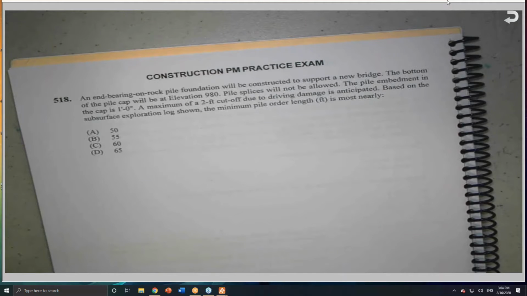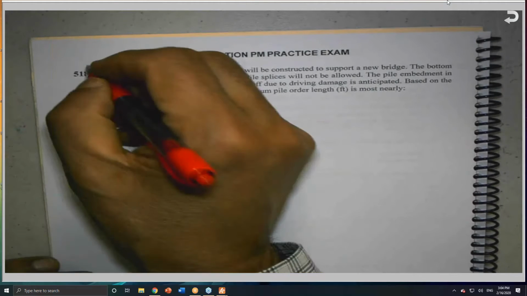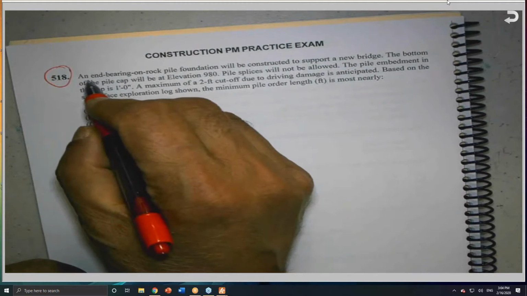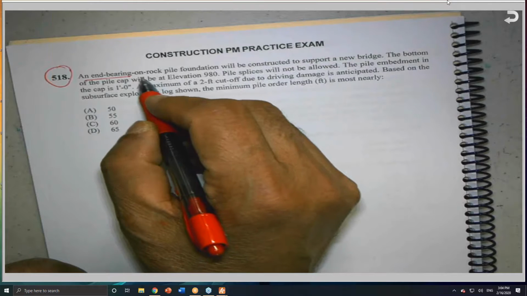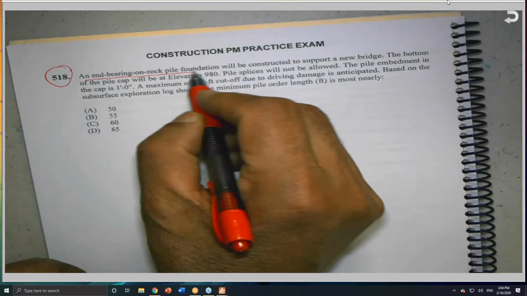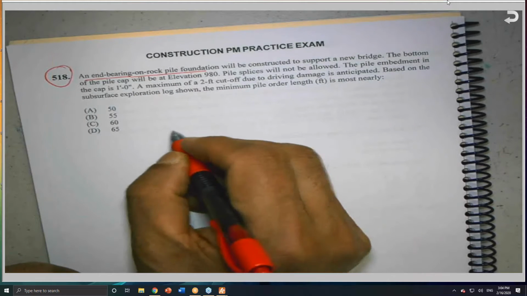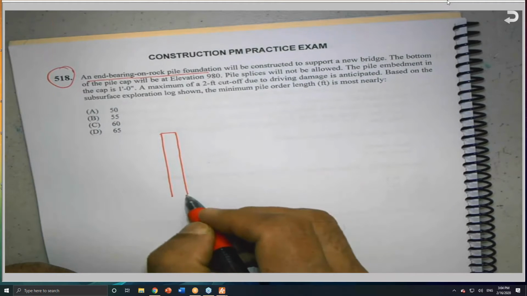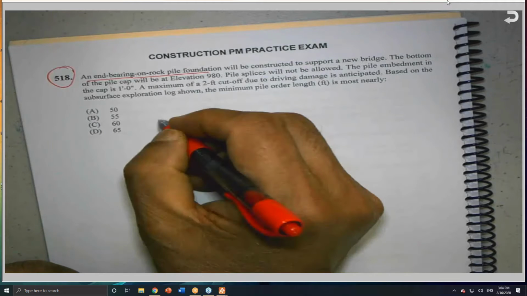If you look at the statement given for problem 518, end bearing on rock pile foundation. Piles, as you know, we can talk about. I think we have a section on piles coming later on.